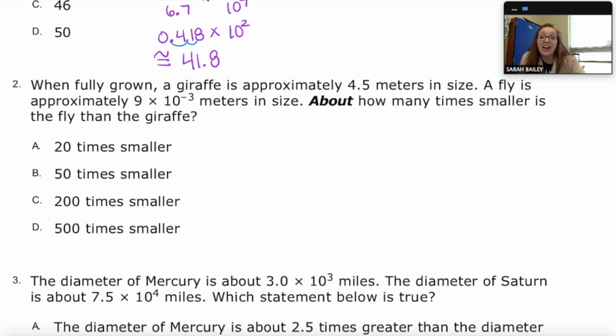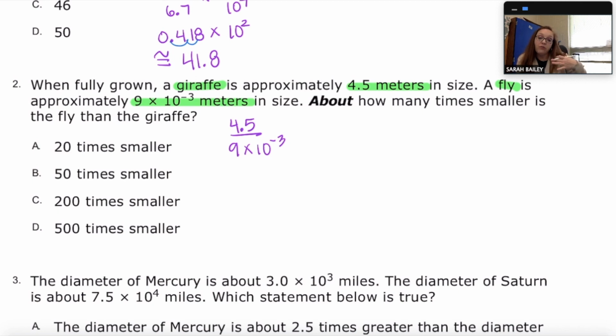If we take the size of the giraffe and divide that by the size of the fly, that would give us our solution here. So I'm going to write 4.5 because that's the size of the giraffe. And the fly is 9 times 10 to the negative 3rd, right? So 4.5 divided by 9 times 10 to the negative 3rd power.